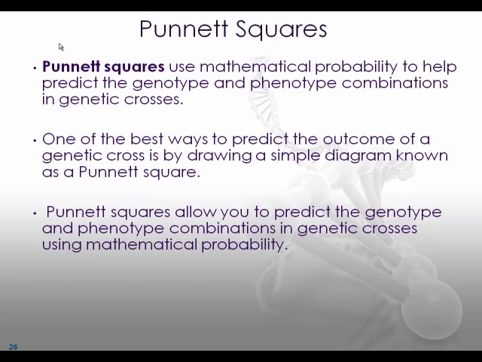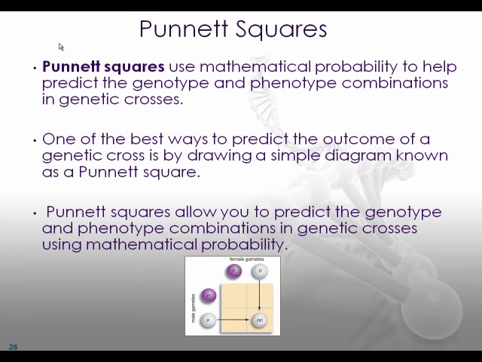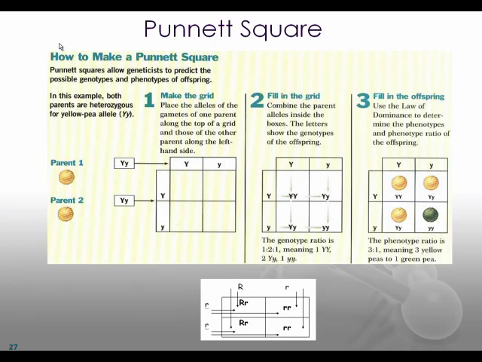Punnett squares. Punnett squares use mathematical probability to help predict the genotype and phenotype combinations in genetic crosses. And here's an example of the Punnett square at the bottom. Let's examine how to make a Punnett square. Punnett squares allow geneticists to predict possible genotypes and phenotypes of offspring. In this example, both parents are heterozygous for yellow P allele.